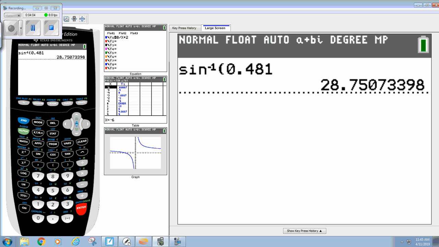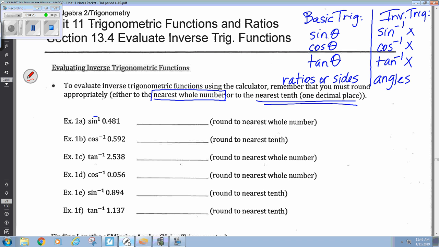So notice you get 28.7507338. Your notepad says round to the nearest whole number. Nearest whole number means you don't want any decimal places. There's a 7 behind it. So instead of 28, this is going to become 29. So for your answer, that's 29 degrees. And that's it. That's how you use the calculator to do inverses.